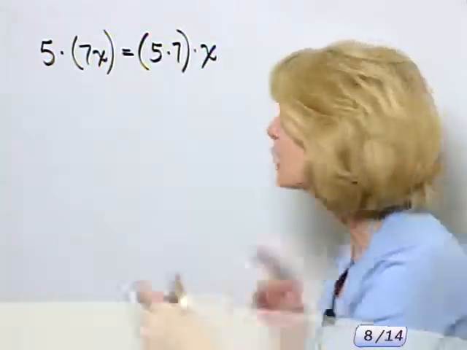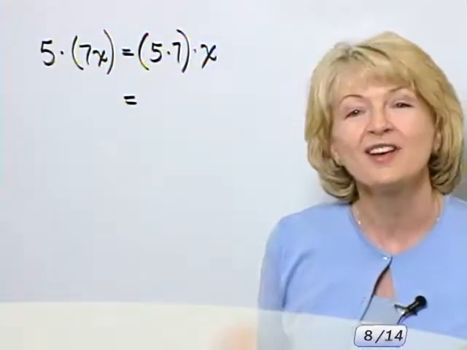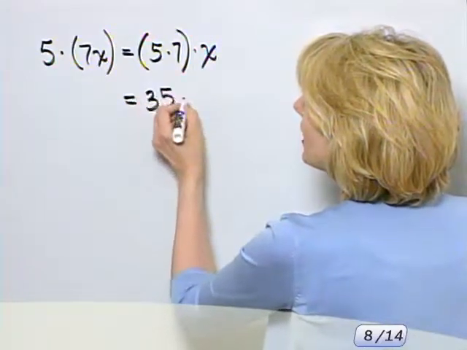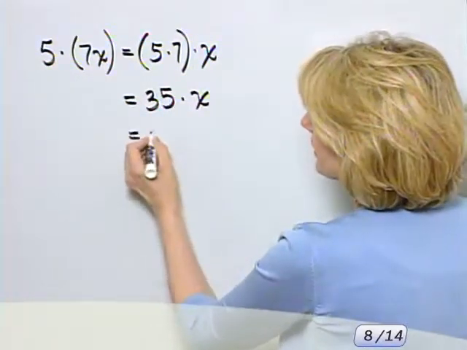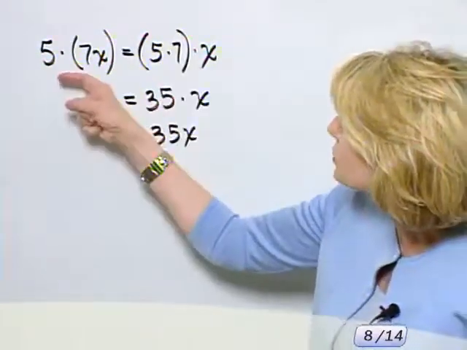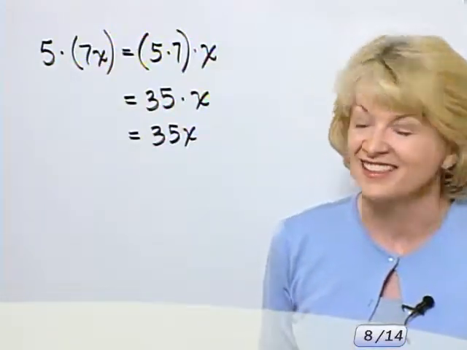As a matter of fact, we can now simplify this expression on the right. What is 5 times 7? That is 35 times x, and I can write that as 35x. But this is equal to this by the associative property for multiplication.